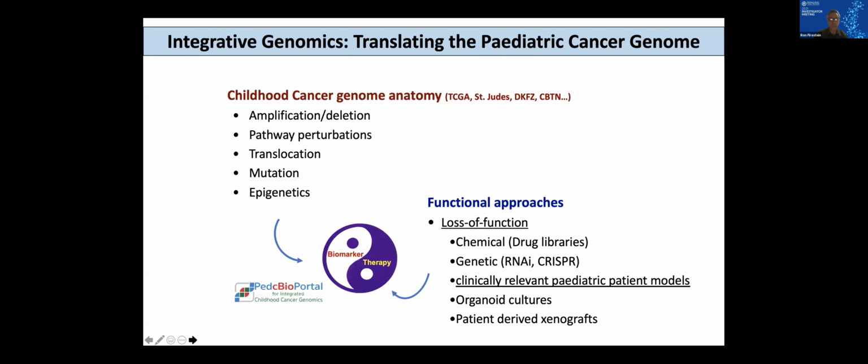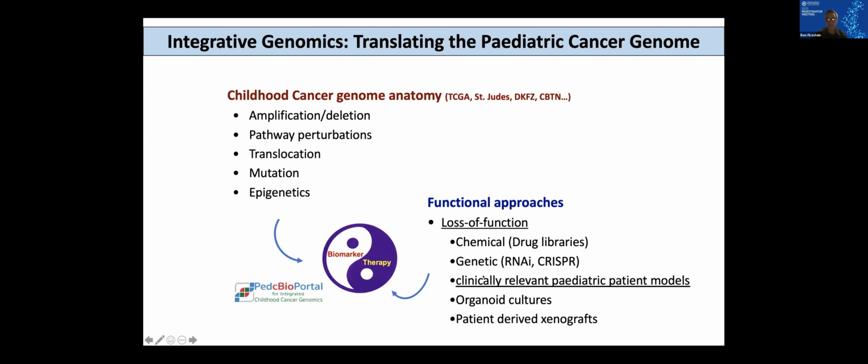This involves utilizing the childhood cancer genome anatomy projects at CBTN, TCGA, and St. Jude's and others, which have been leading in providing the landscape of childhood brain cancer, characterizing the amplifications, mutations, translocations, and epigenetic alterations, and really marrying that information with functional approaches, namely drug screens and genetic perturbation screens, to identify which of these alterations might be targetable therapeutic vulnerabilities.